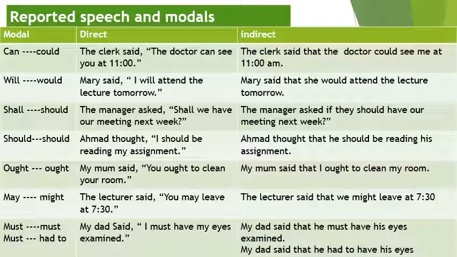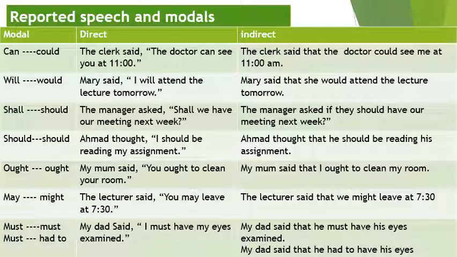We always say that in the reported speech, we are moving one tense back. Will is changed into would. Mary said, I will attend the lecture tomorrow. Mary said that she would attend the lecture tomorrow. Shall is changed into should. However, if you have should in the direct speech, it remains should in the indirect speech as well. Ahmed thought I should be reading my assignment. Ahmed thought that he should be reading his assignment.